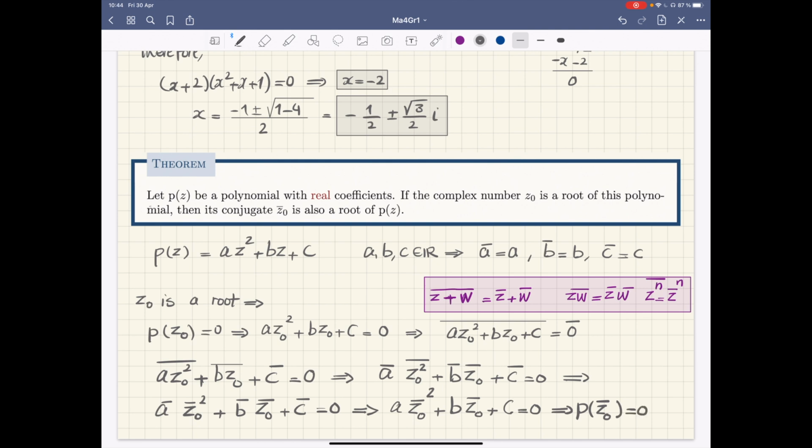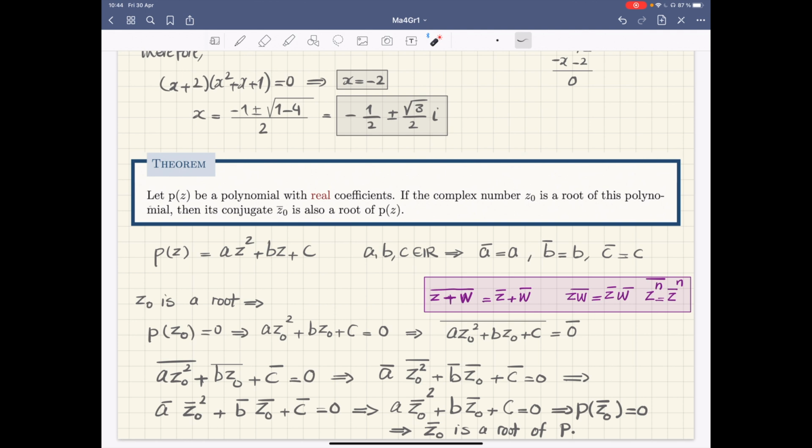What does this mean? This means that Z node bar is a root. Yes, a root of P. And where I started, I started from this assumption that you told me Z node is a root. I ended up with Z node bar is a root. So that's an extremely important result.